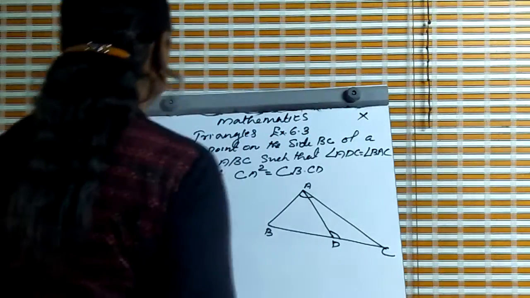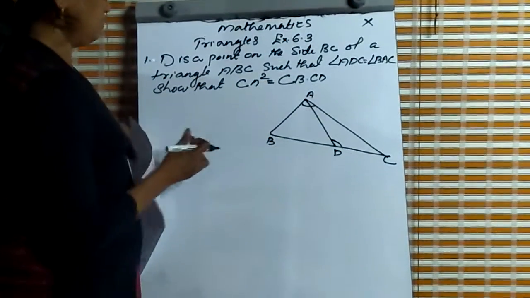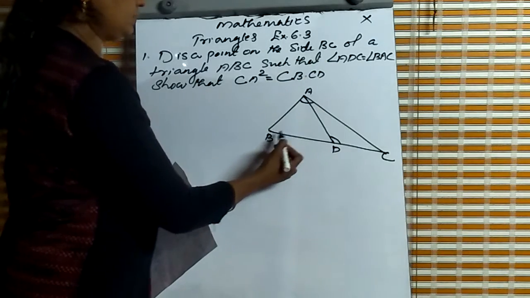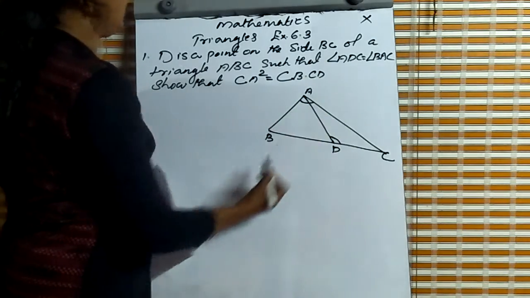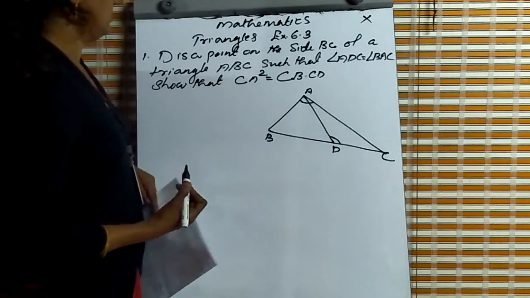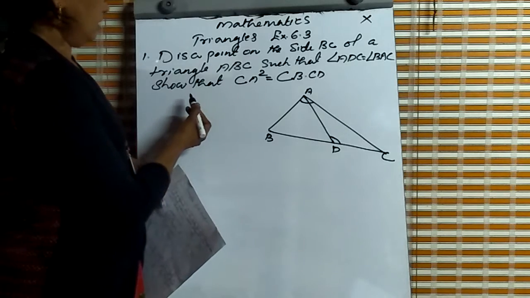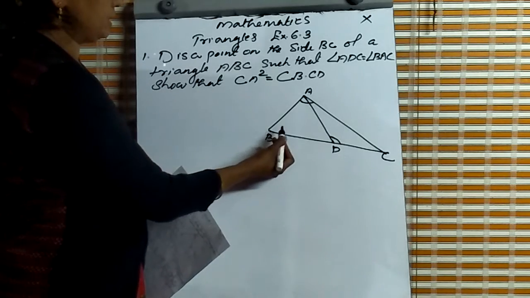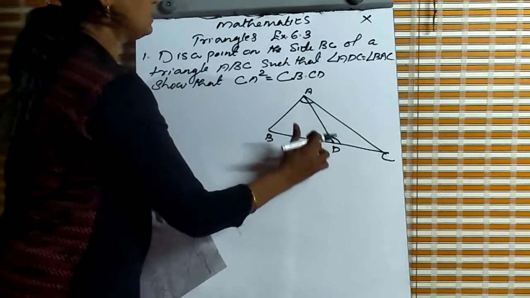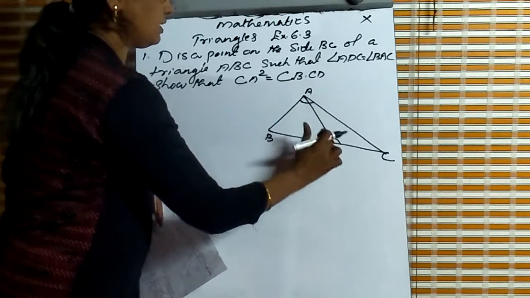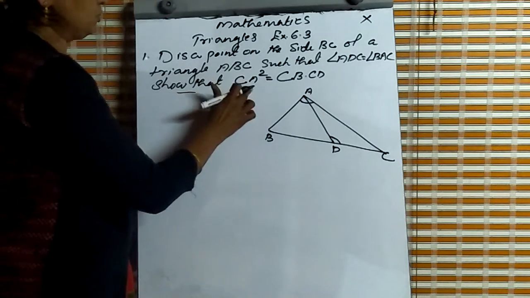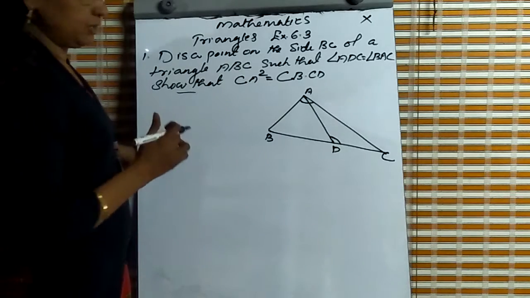Listen. Question 1. D is a point on the side BC of a triangle ABC such that angle ADC is equal to angle BAC. Show that CA square is equal to CB into CD. According to the given statement, we can draw a figure ABC and D is a point on the side BC such that angle ADC is equal to angle BAC. To prove that CA square is equal to CB into CD.